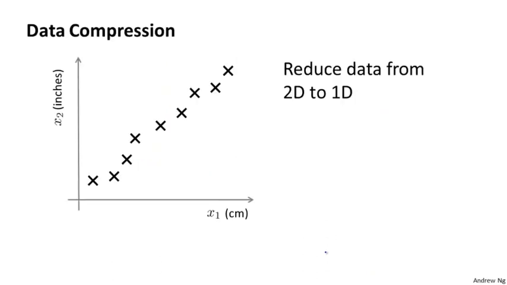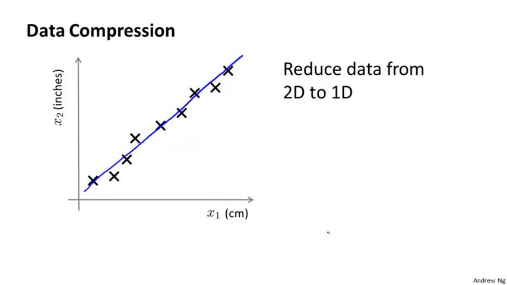As a motivating example, let's say that we've collected a dataset with many features, and I've plotted just two of them here. And let's say that, unknown to us, one of the features, x1, was the length of something in centimeters, and a different feature, x2, is the length of the same thing in inches. So this gives us a highly redundant representation, and maybe instead of having two separate features, x1 and x2, both of which basically measure the length, what we want to do is reduce the data to one dimension and just have one number measuring the length.